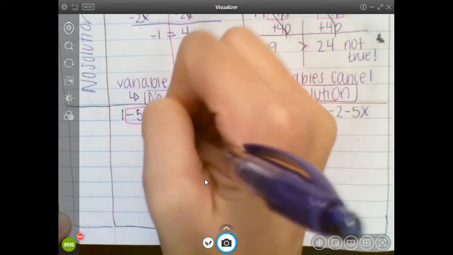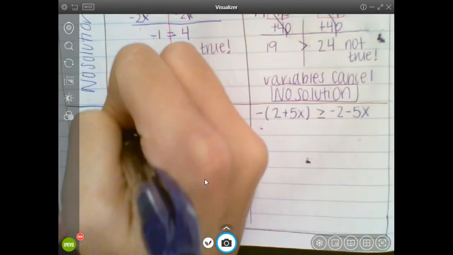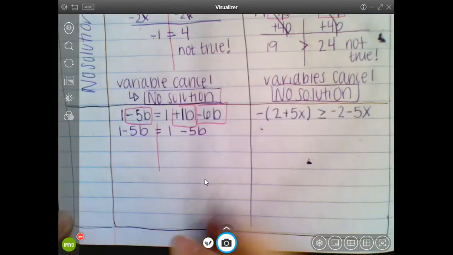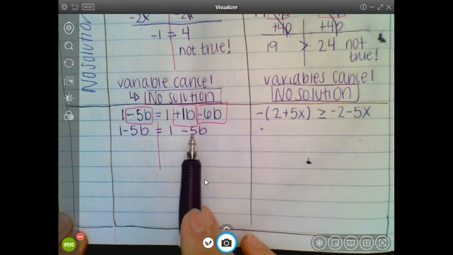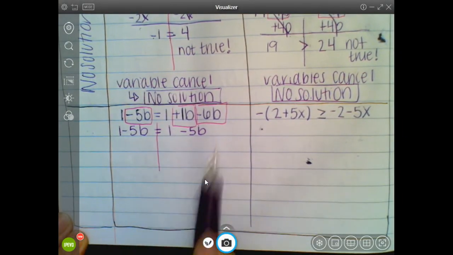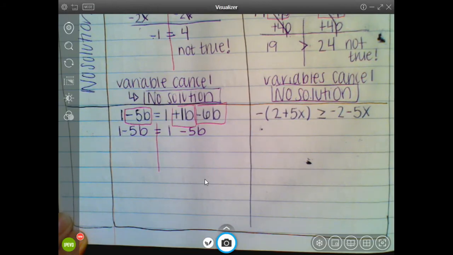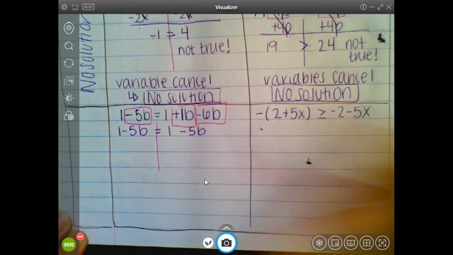We can bring down the 1, the equal sign, and we didn't do anything over here. Well, whoa, what do you notice right here? 1 minus 5b equals 1 minus 5b. Huh. All right, it's the same. Okay. That's weird. Let's keep going.